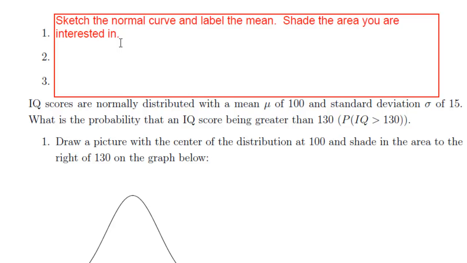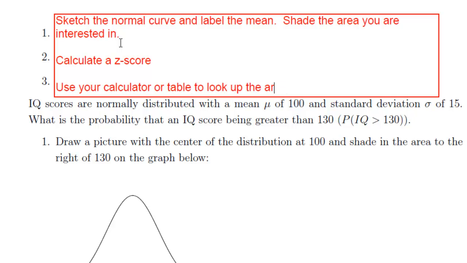All right, and then the second thing you're going to want to do is calculate a z-score. Now, if you use the calculator functions, you can skip this step because the calculator will do that for you. However, you should still know how to calculate a z-score. And then the last thing is you use your calculator or table to look up the area under the curve. So the area under the curve corresponds to the probability or a percentage. The area under the curve is always between 0 and 1.